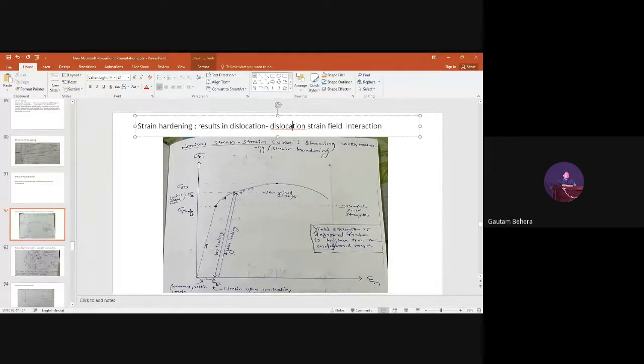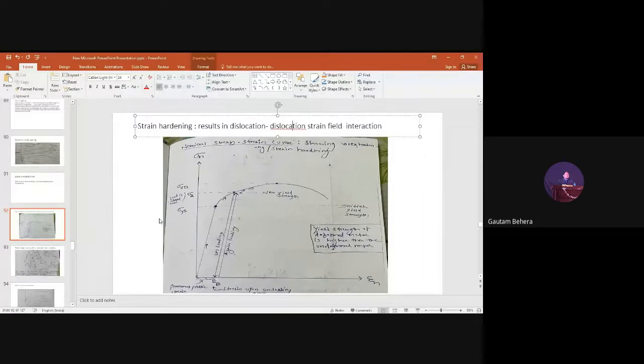Let me explain in an easy way. Suppose you have a piece of steel. You cut that piece of steel into two parts. One part you do a tensile test on first, and you'll get a yield strength and a UTS, both. The next piece of steel, you deform it plastically first. Then you do a tensile test on it.